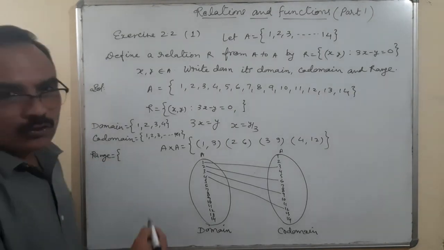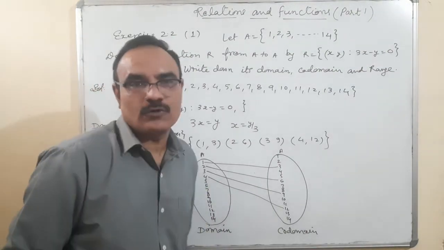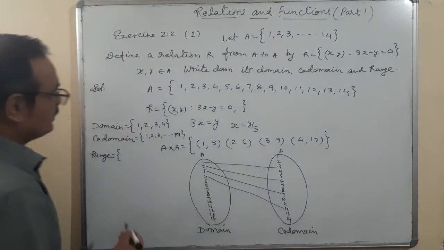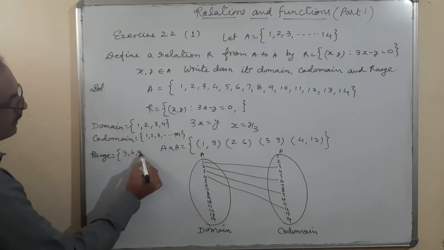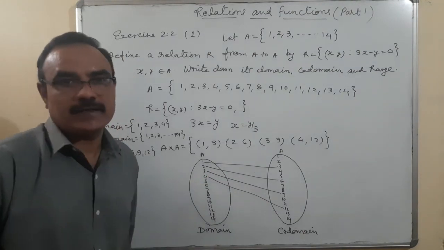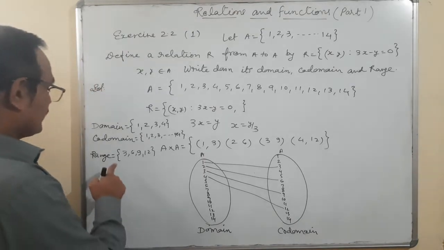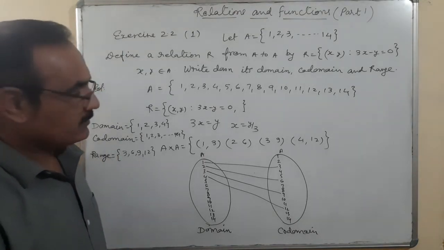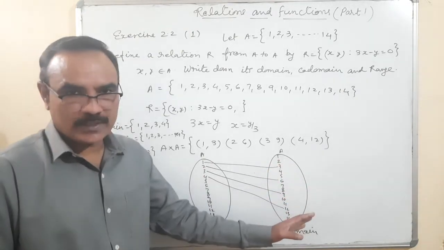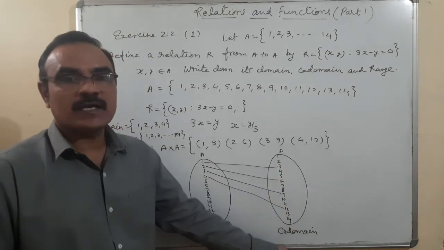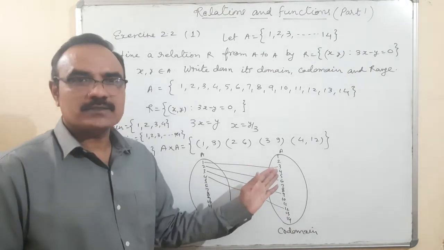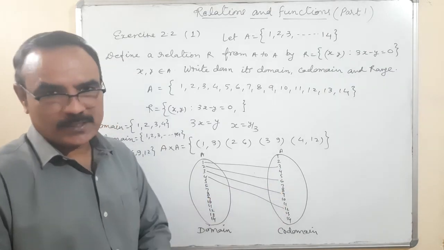Range elements are in the codomain; the range is always a subset of the codomain. So the range is 3, 6, 9 and 12. Why 3, 6, 9, 12? Because these are the 4 elements mapped with elements from the domain set. So have you understood the difference between range and codomain? The range is always a subset of the codomain, that means the elements of the range come from the codomain only.